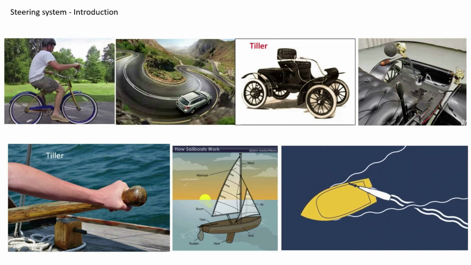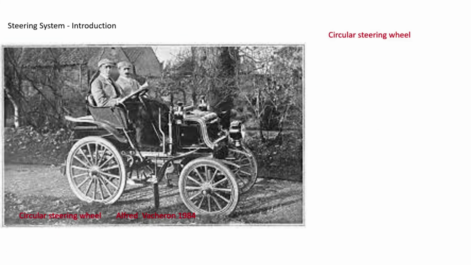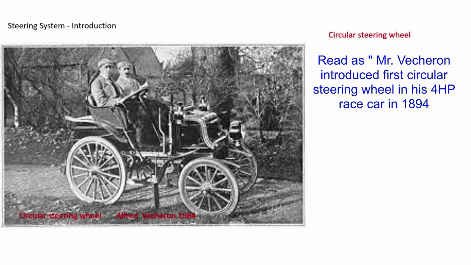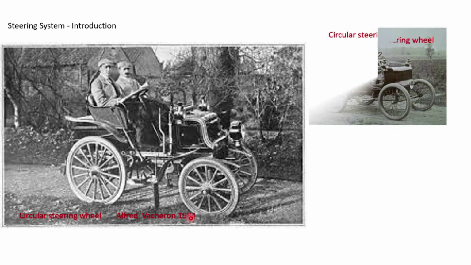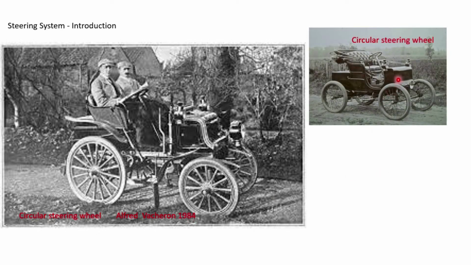Then, as time progressed, the tiller was converted to the circular steering wheel. This is a circular steering wheel. The very first one was used by Mr. Alfred Vacheron in 1894 in his 4 HP race car. Then it was followed by other car users. And if you see the earlier days' steering wheel, it looks like this, very simple.